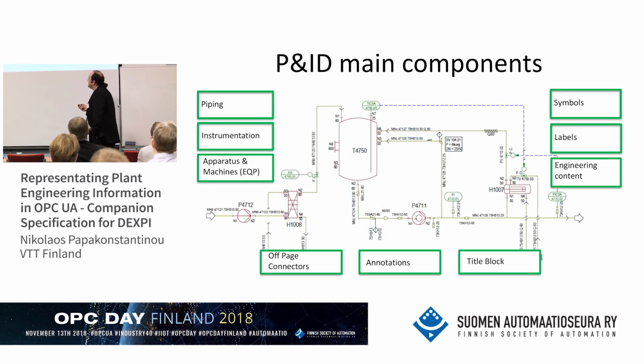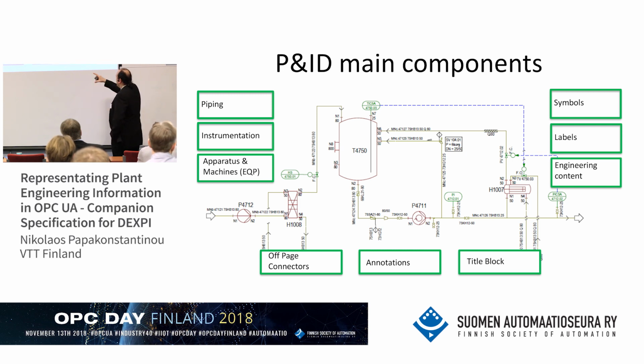So this is the typical example of the P&ID that we are using to benchmark the export-import functionality of the tools, but now there are many more case studies available apart from this. So we have piping, instrumentation, and equipment. We have symbols, labels, and engineering content. And then more information, metadata about the diagram, off-page connectors, annotation, and title blocks.